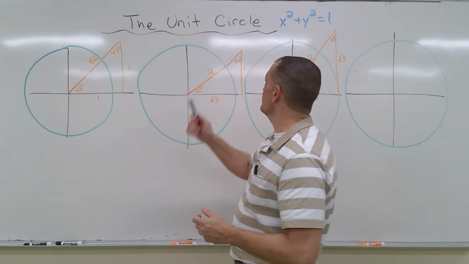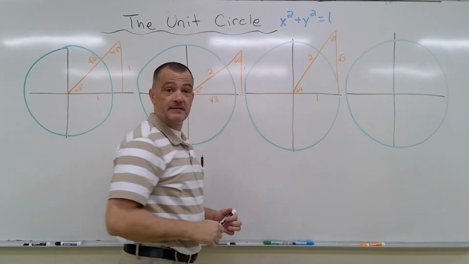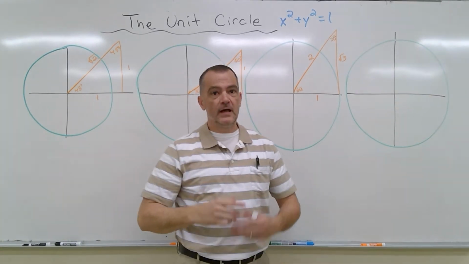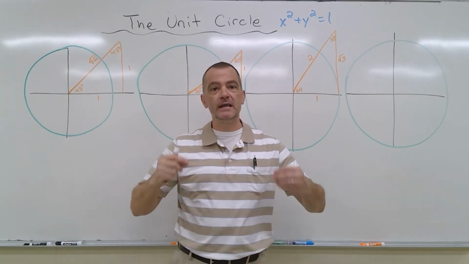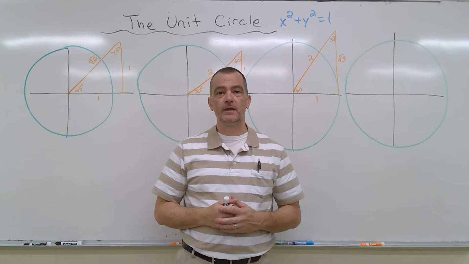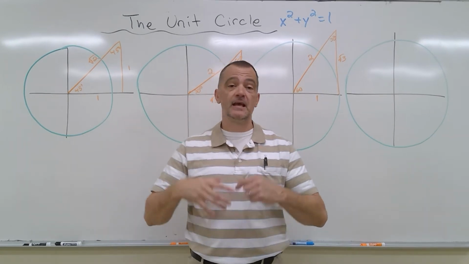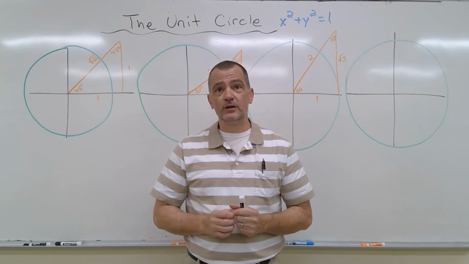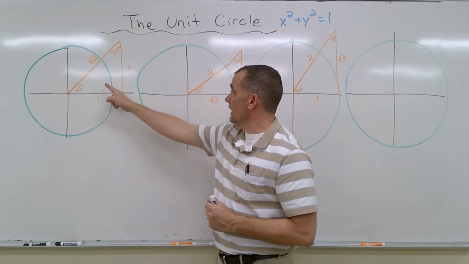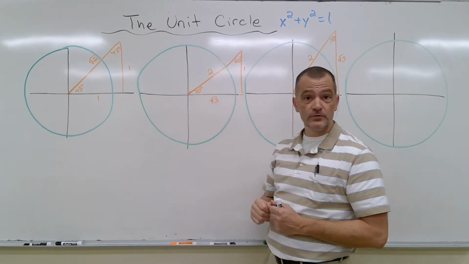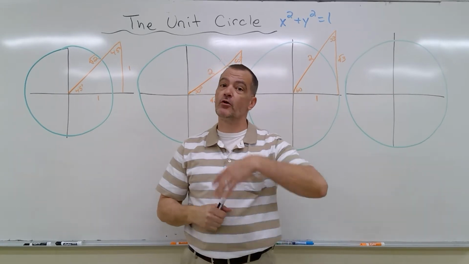Now the unit circle is called the unit circle because it has a radius of 1 unit. X squared plus y squared equals 1 is the equation of the unit circle. Most of you have already had an introduction to this in a previous math class, but regardless, what I'm going to try to do is put those two special right triangles onto a circle that only has a radius of 1 unit.